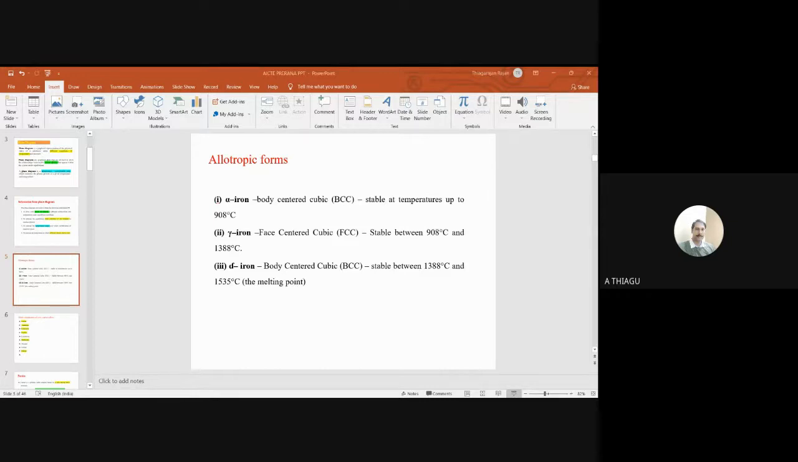So in eutectoid, there is no involvement of liquid phases. That's the simple thing you have to keep in mind. No liquid will be involved in the eutectoid. So eutectoid means low temperature. Okay. It's like a hint for your understanding purpose.